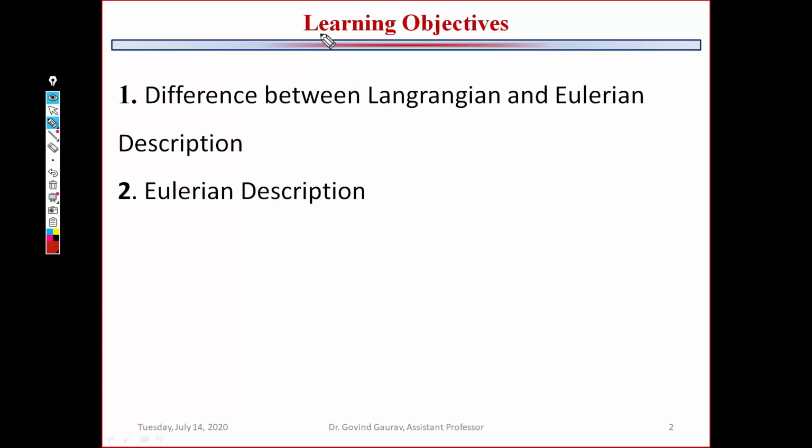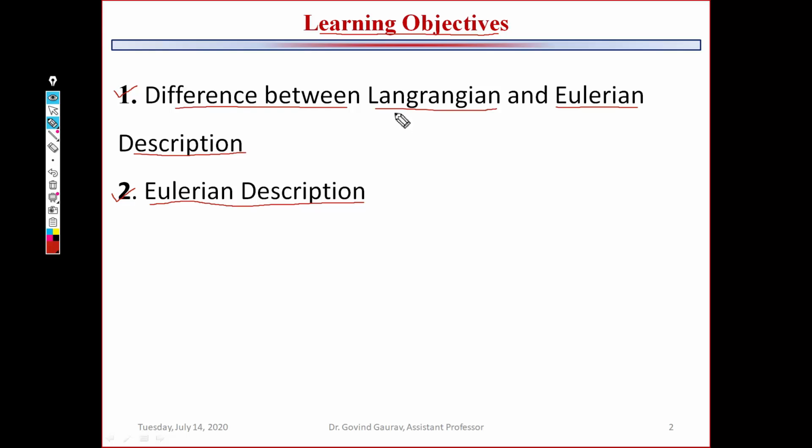Class. Today we will discuss the following objectives. The first objective would be to find out the difference between the Lagrangian descriptions, which we have covered in the previous class, and the Eulerian descriptions, which we will study in this lecture. And the second one would be to find the strains in terms of the Eulerian descriptions.